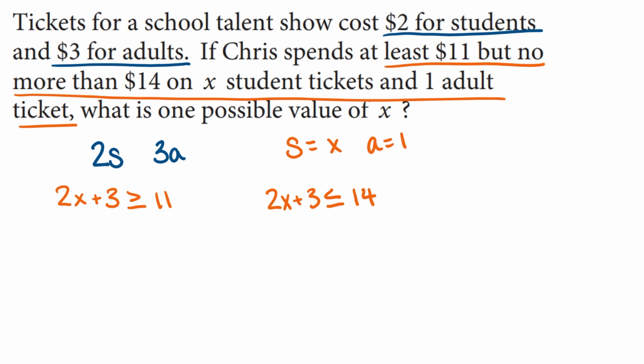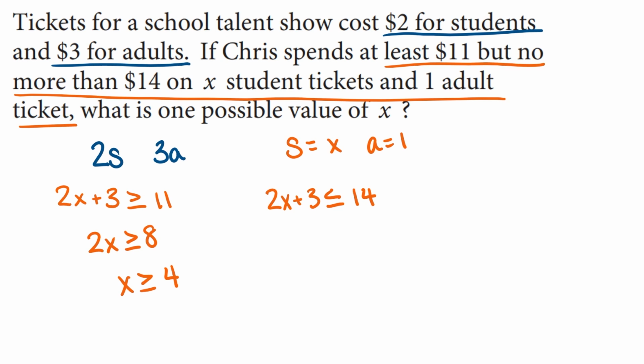So let's solve each of these inequalities to figure out what one possible value of x is, and then you'll have a set of answers that are possible answers. On our left side, we'll subtract 3 from both sides, and we'll get 2x is greater than or equal to 8. Divide both sides by 2, and x is greater than or equal to 4. So there's at least 4 student tickets.